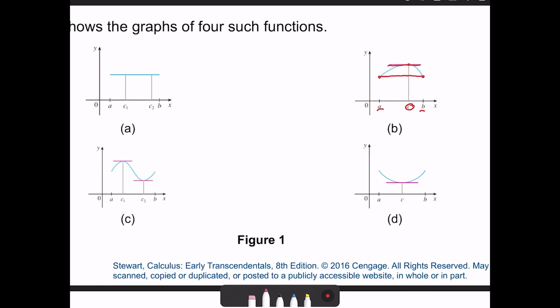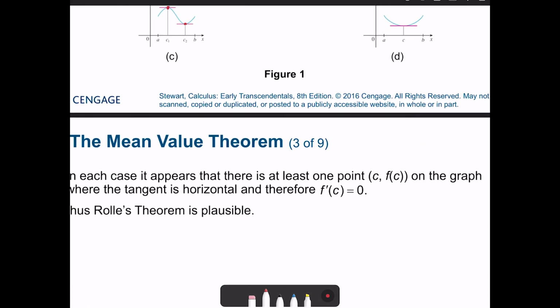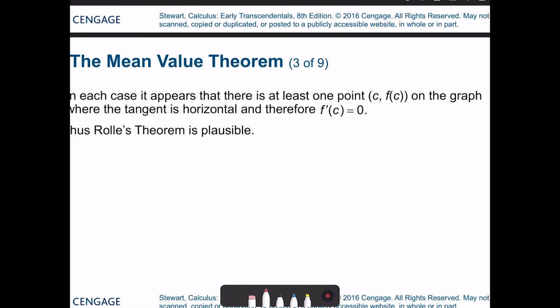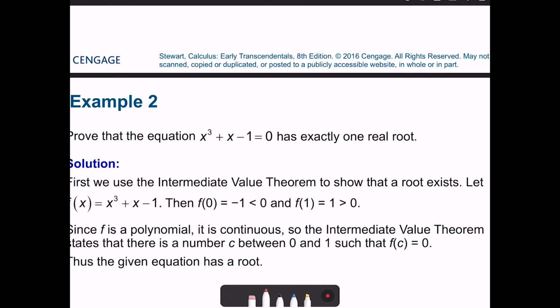In example C, we're seeing 2 points, actually, that have a horizontal tangent line, or where f prime is equal to 0 on that interval, and in part D there's only one c value on the interval that satisfies Rolle's theorem. In each case, it appears that there's at least one point. That's true, at least one or more. Thus, Rolle's theorem is plausible.